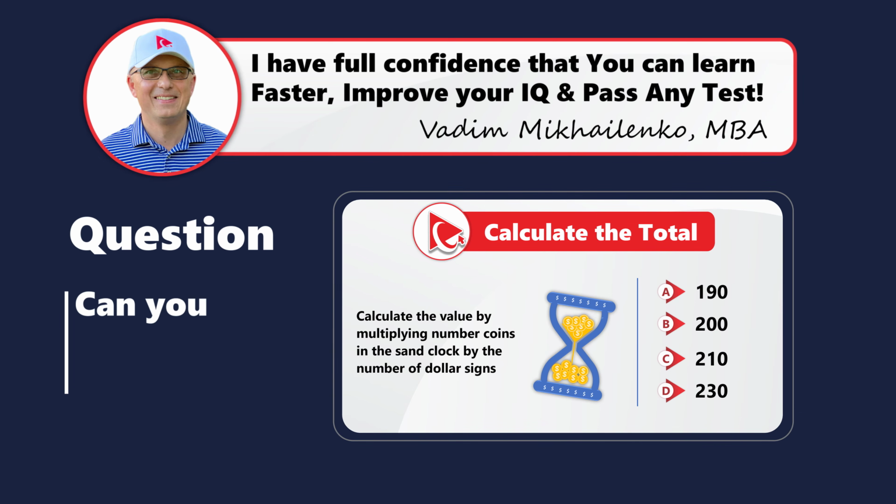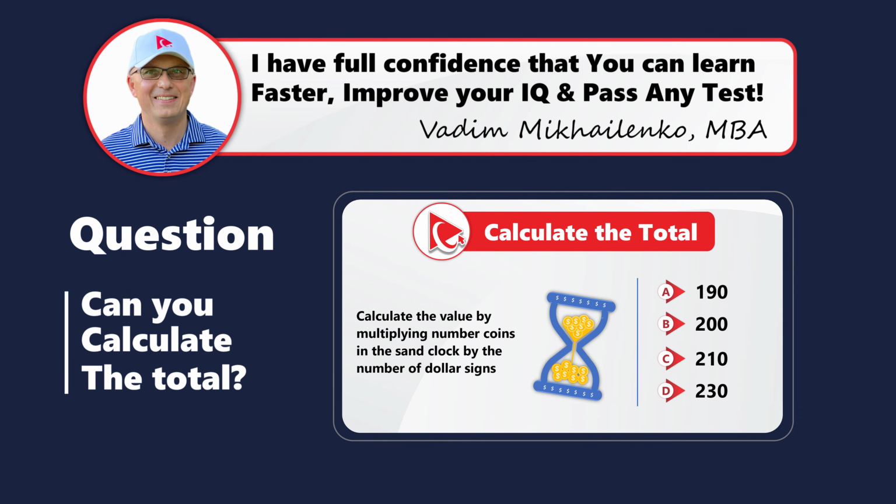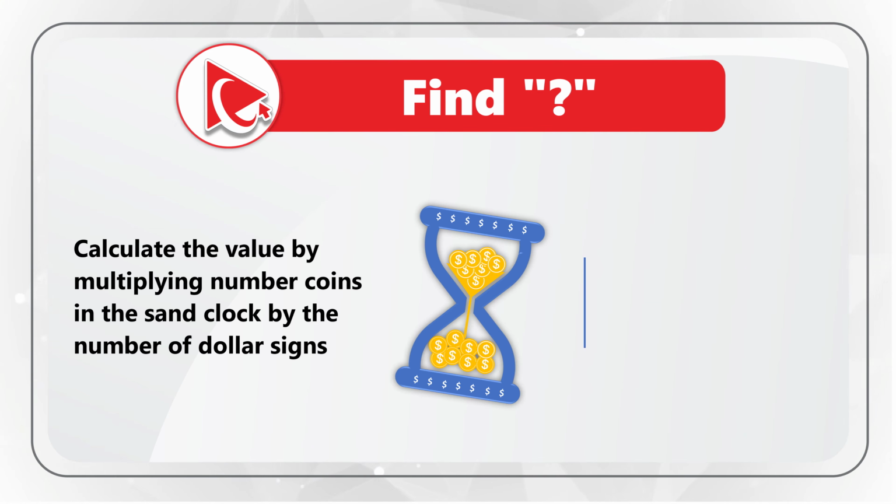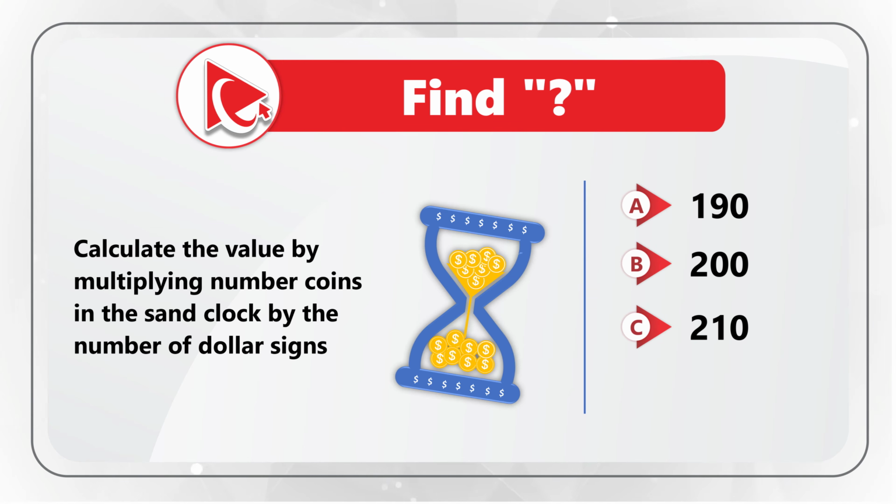Here's an amazing question to test your math skills. You need to calculate the value by multiplying the number of coins in the cent clock by the number of dollar signs at the top and at the bottom. And the calculation should be one of 4 possible choices. Choice A, 190. Choice B, 200, choice C, 210, and choice D, 230.